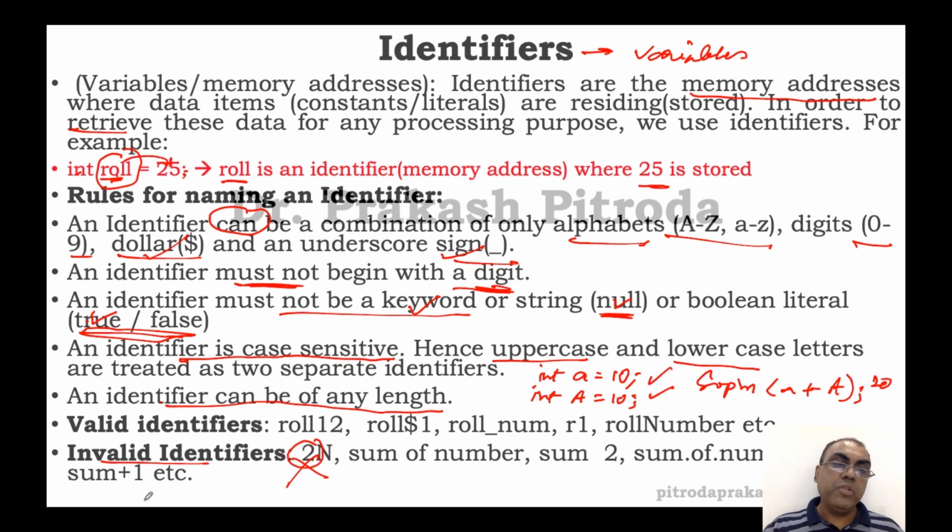At the same time, it should be small enough so that you can remember it. Here is some of the valid identifier. If you see, beginning with an alphabet, no space is given, but it can end with a digit. So in any part of the identifier, you can have a digit or an underscore. I can have a dollar sign also. I can have an underscore sign also. But I cannot begin with a digit.